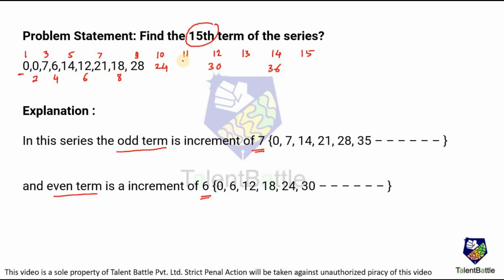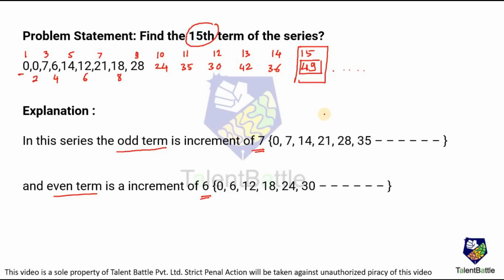Similarly for 11, 13 and 15, which are odd terms, you will get 28, then 35. Add 7 to it, you will get 42, and add 7 to it, you will get 49. So this is our expected output. The 15th term is nothing but 49. So our output for this code should be 49 according to the given input, that is the 15th term of the series. Continuously you can calculate this.